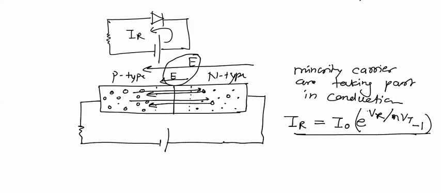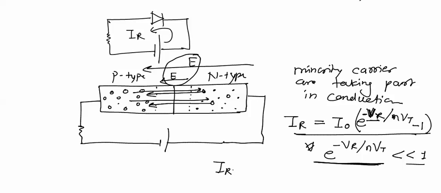This voltage VR will be a negative voltage, so I can say that this will be I naught into e raised to power minus VR upon eta into Vt. Biased in the reverse direction, so I have written a voltage negative here. Now e raised to power minus VR upon eta into Vt is a negative exponential, and the value of this negative exponential will be surely less than 1. If it is less than 1, then the current IR will be equal to minus I0.